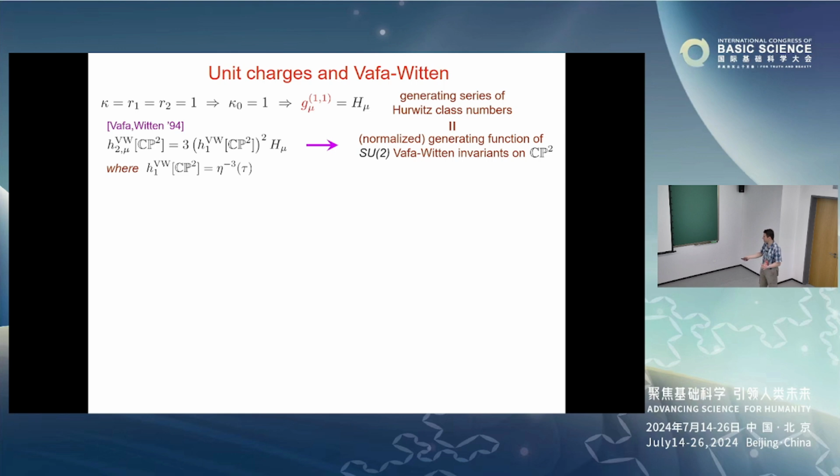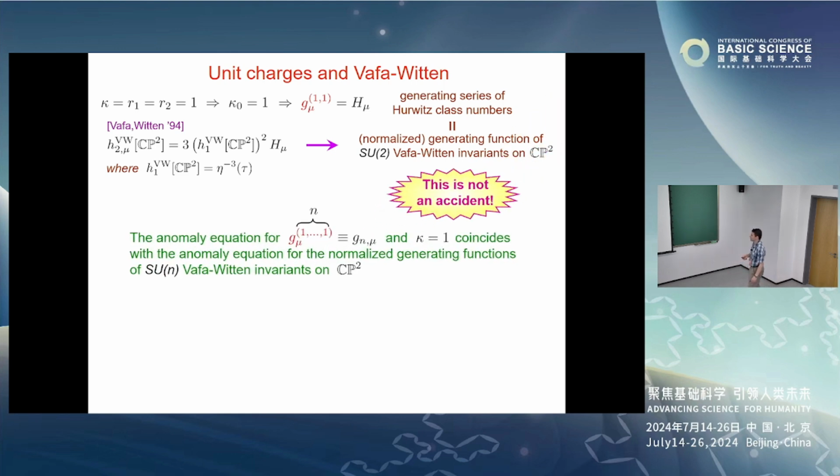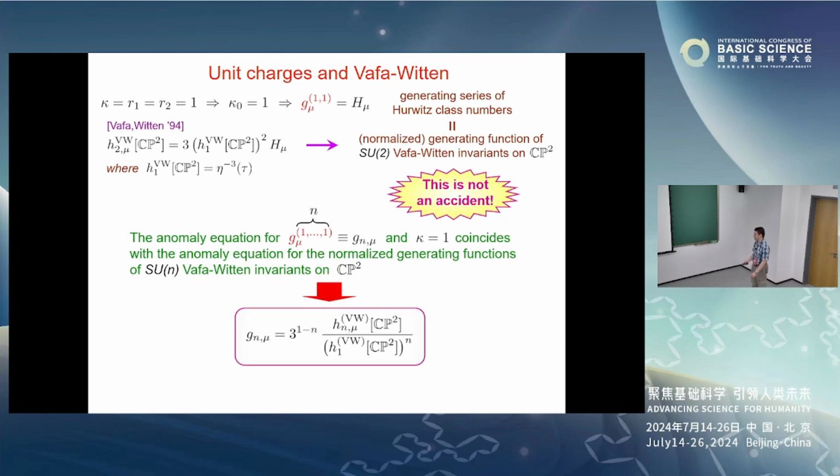And in fact, this is not an accident. There is a more general statement: if you consider the anomaly equation for anomalous coefficients where all charges equal 1, but you take n charges, and also you set kappa equal to 1, the resulting anomaly equation is exactly the same, up to some normalization factor, as the anomaly equation for the normalized generating function of SU(N) Vafa-Witten invariants on P2. So from here, you can immediately conclude that these two functions should be proportional to each other, with just some relative normalization factor appearing. And that's it. You see, almost doing nothing, we get two infinite classes of solutions: one for arbitrary two charges, and another with an arbitrary number of charges, but all equal to 1, also with kappa equal to 1.